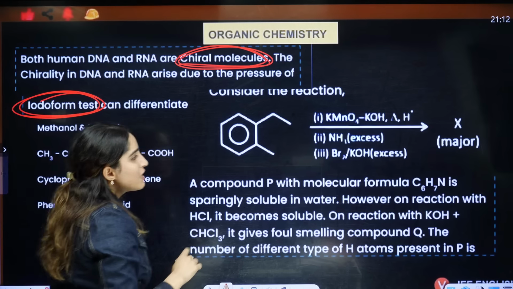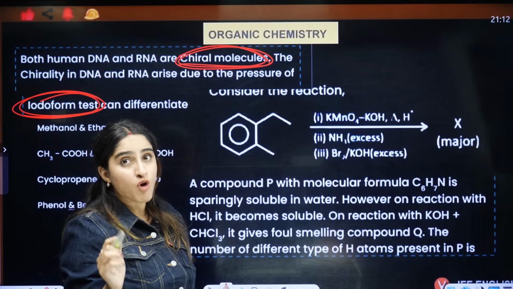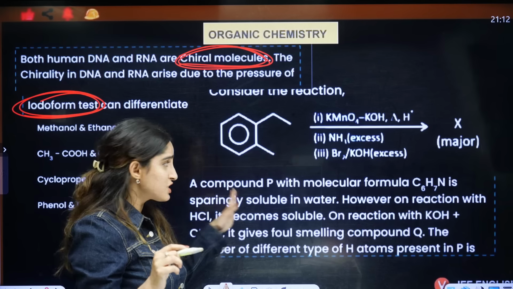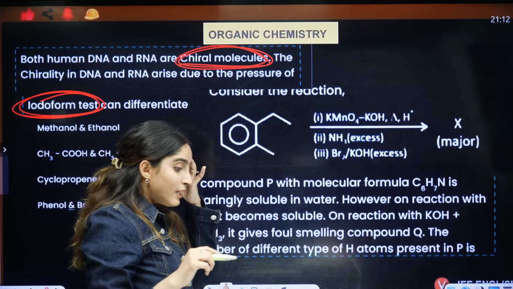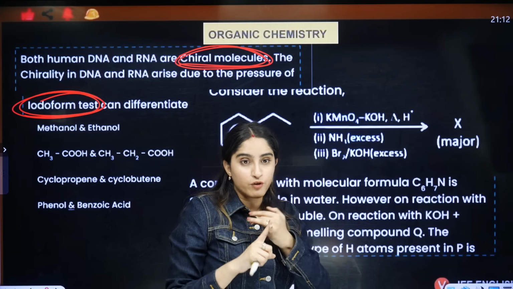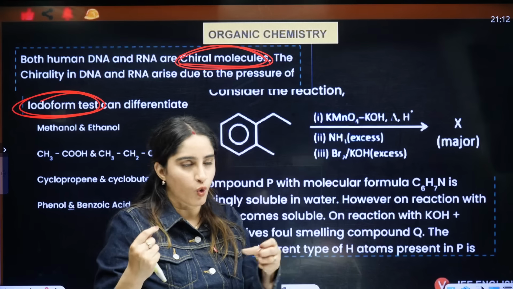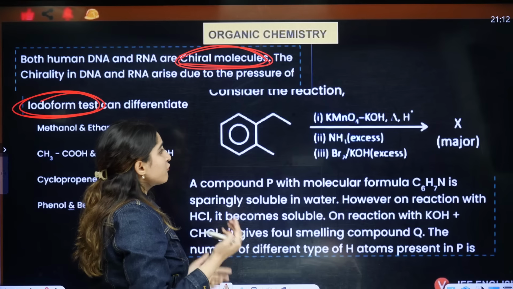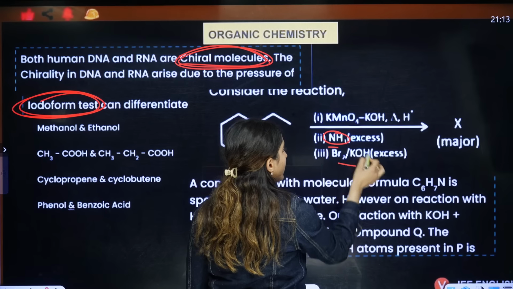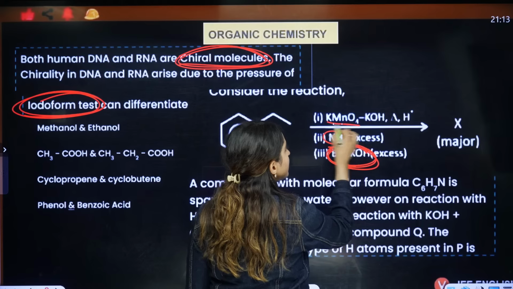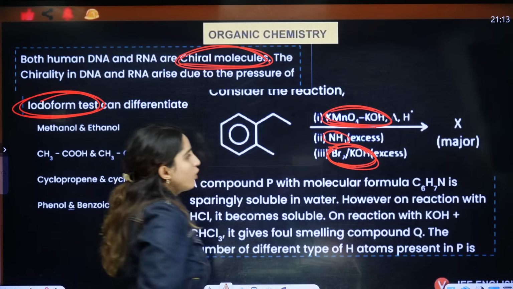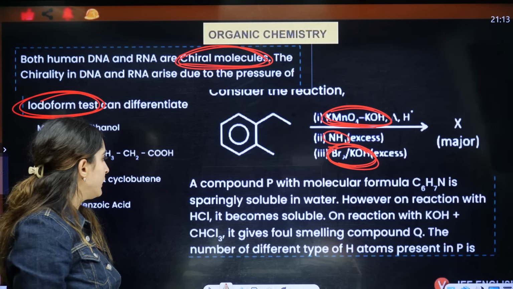Iodoform individual question they have not asked till now, but in today's evening shift they have asked. So till now they have asked toluene, they have asked iodoform test, and a mixture of these only they will go with, right? And if you see this here, again this is ammonia, again Hoffmann bromamide. This is ozonolysis kind of thing only, right?